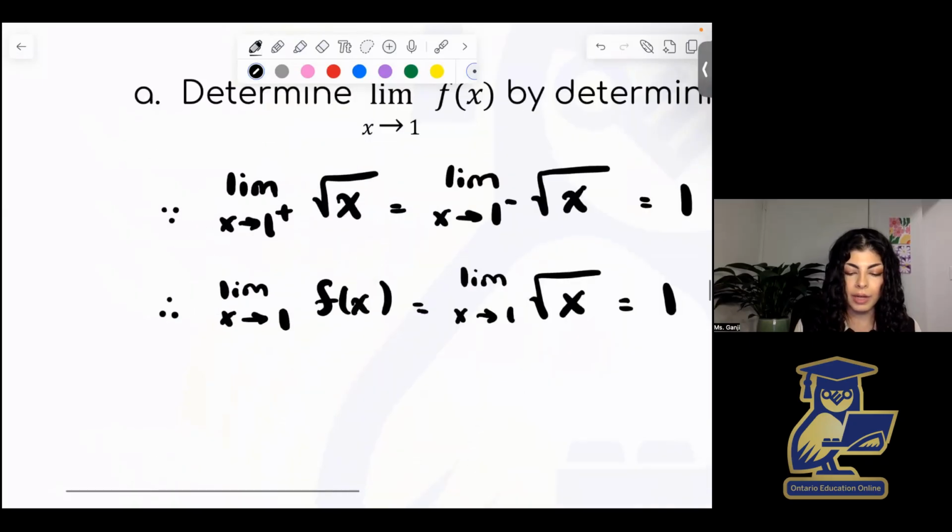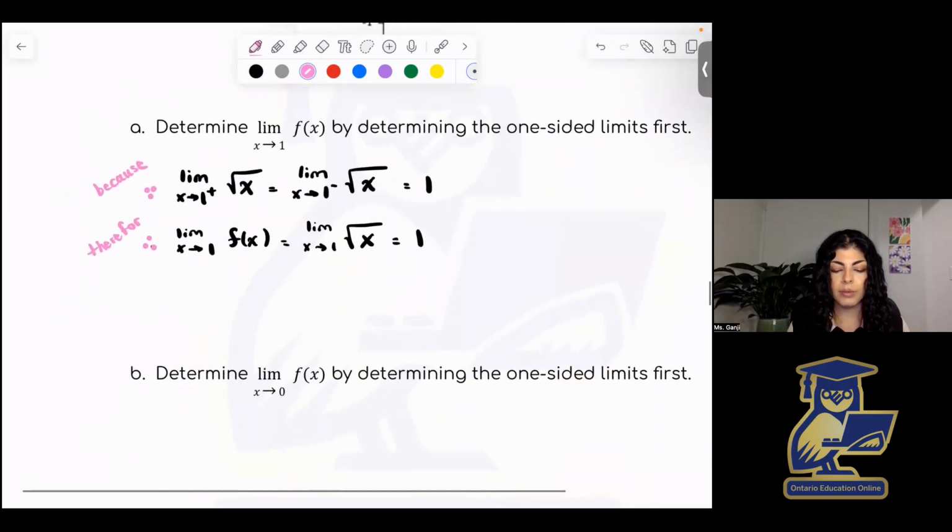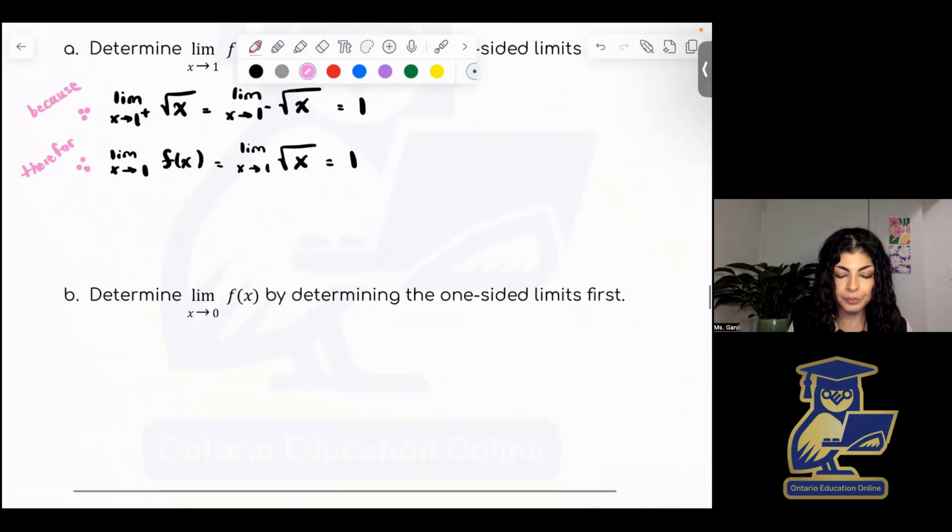Don't forget this symbol with the 3 dots pointing down means because, so you're justifying your reason. And this one means therefore, or thus. So therefore, your conclusion.